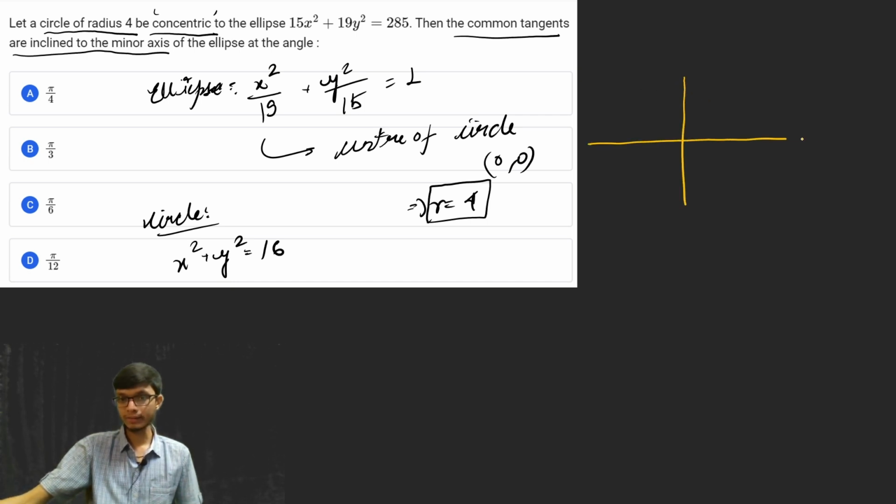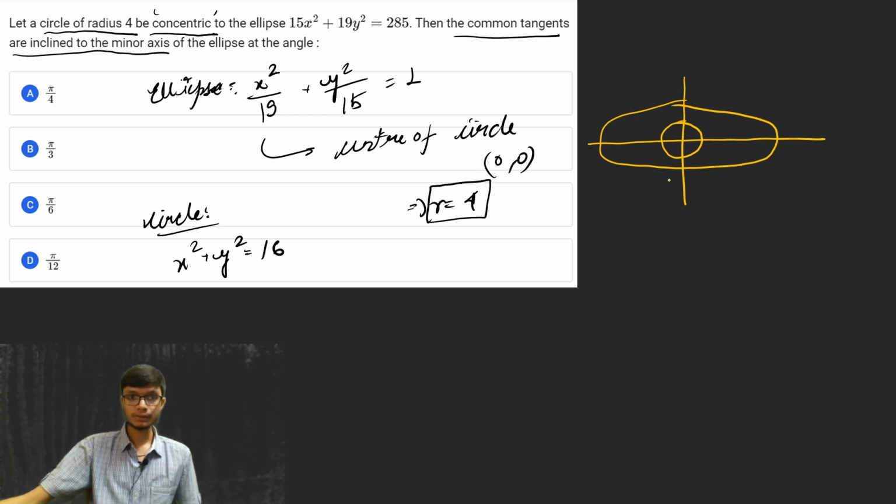So the diagram will be like this. For the ellipse, the diagram is something like that, and it is saying that there is a circle inside it, and I have to look for the common tangent. So how are you going to find the common tangent, the one which is inclined to the minor axis? There is a trick that you need to apply over here. It is asking for the common tangent. How are you going to do the tangent?